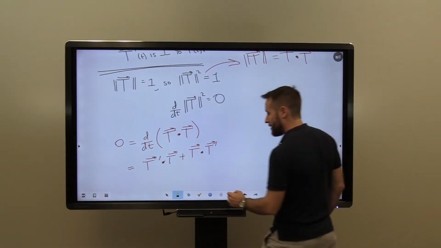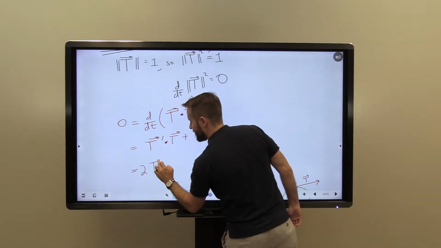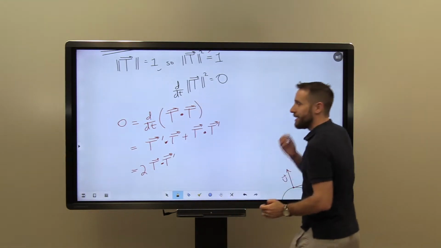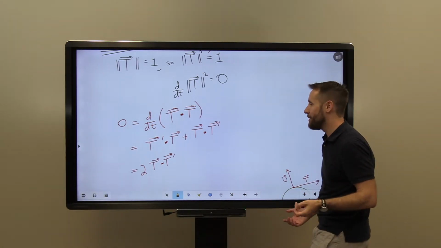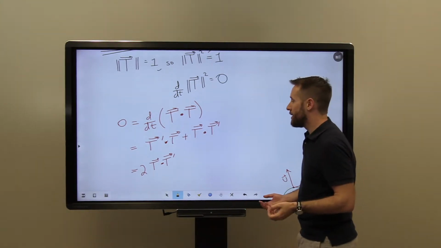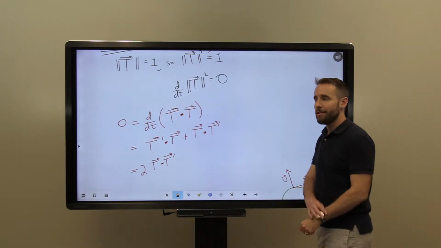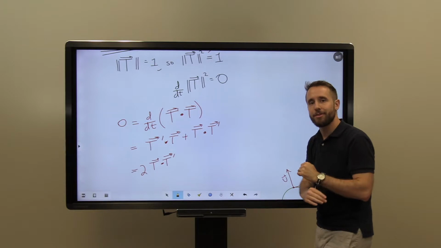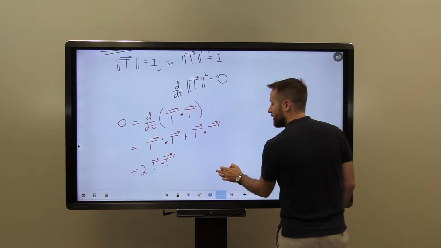So these are equal to each other, but then that's just 2 times t dotted with t prime. And so what we've really shown is that t dot t prime is equal to 0. And if t dot t prime is equal to 0, that means that t prime is actually perpendicular to t by properties of dot products. The angle between t and t prime is pi over 2, and so they're perpendicular to each other. Now, what does that mean for us?